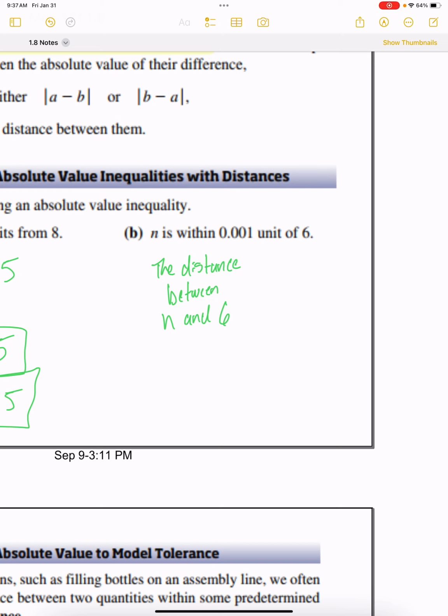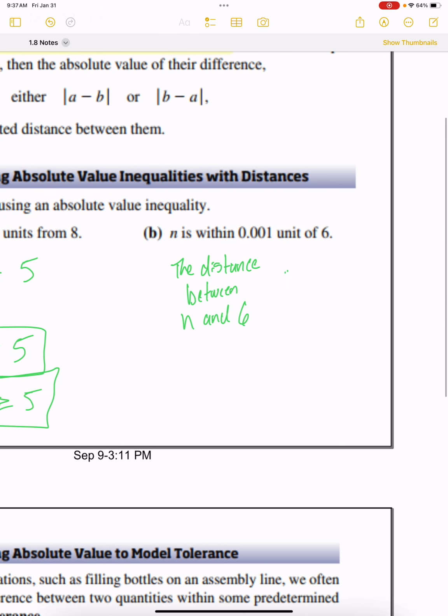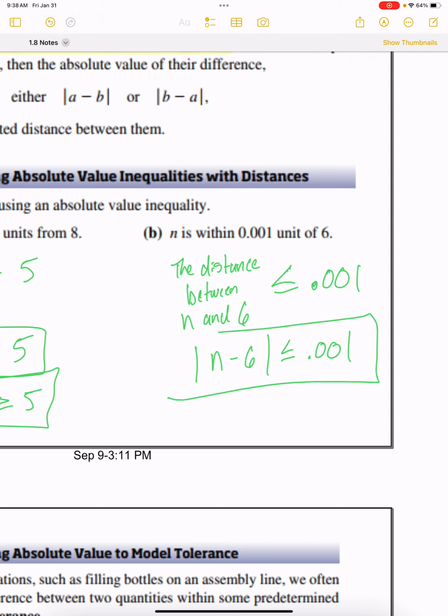If someone said, how far to the store? It's within 2 miles from here. Can it be 2 miles from here? Sure. Can it be 3 miles from here? No. Can it be a mile from here? Sure. So I'm going to say it is less than or equal to. And we're talking about 0.001. All right, so now we're talking about absolute value of N minus 6 is less than or equal to 0.001. And that's how you would do this. You could also do it the absolute value of 6 minus N, right?